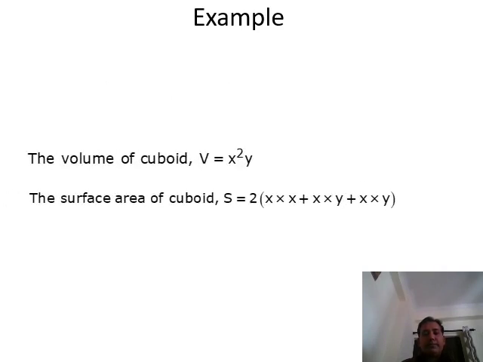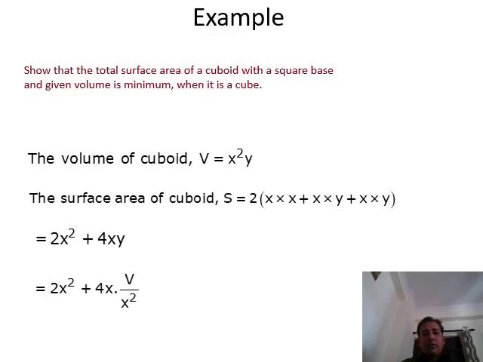Another example. Show that the total surface area of a cuboid with a square base and given volume is minimum when it is a cube. Now, let the cuboid have a square base of edge x and height y. Then volume of cuboid V is equal to x square y. The surface area of cuboid S will be equal to twice of x square plus 2 x y, which means 2 x square plus 4 x y. On putting the value of y from the given condition, 2 x square plus 4 x into V upon x square.